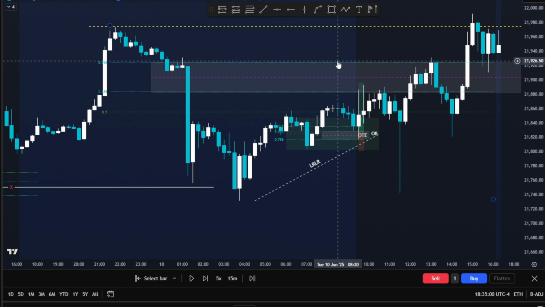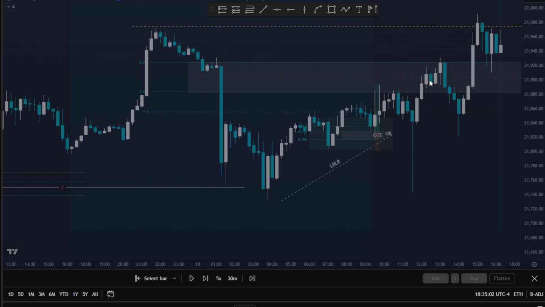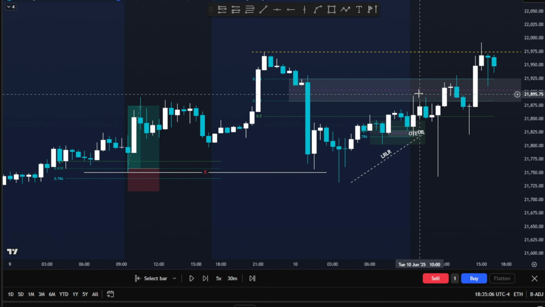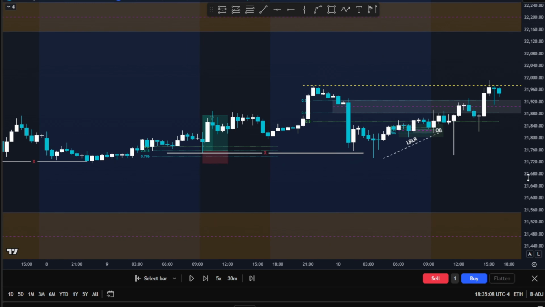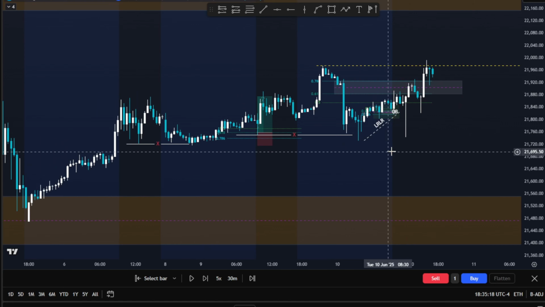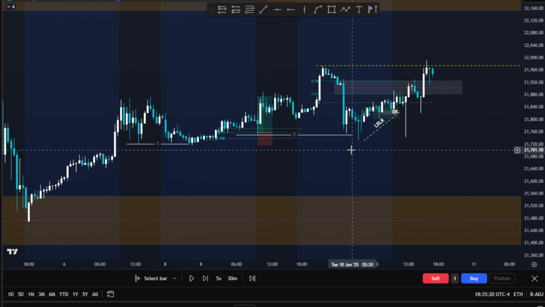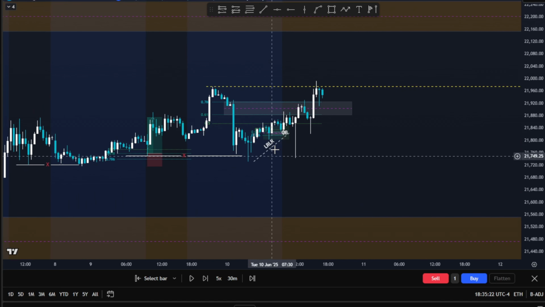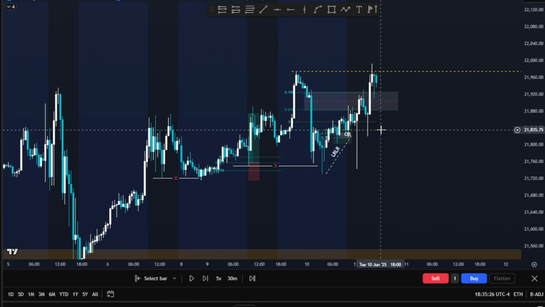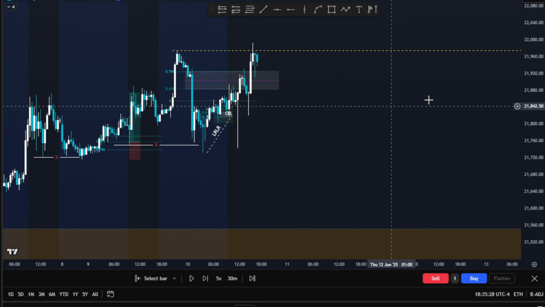My expectation was to go up here, rebalance, and then actually go all the way down here, grabbing this liquidity. But what happened is it didn't even end up grabbing this low liquidity. It just rebalanced into the OTE of this significant dealing range, respected this order block, and then moved back higher. So that's how strong, how bullish this week's trend has been.